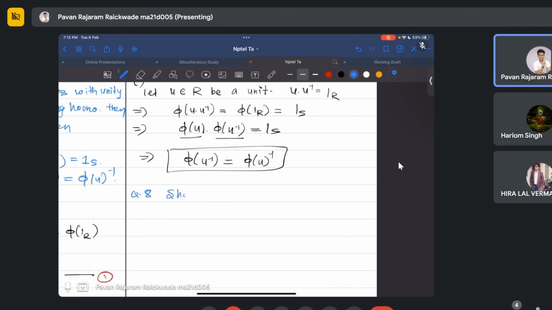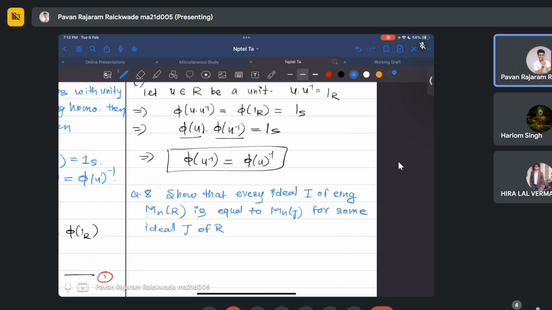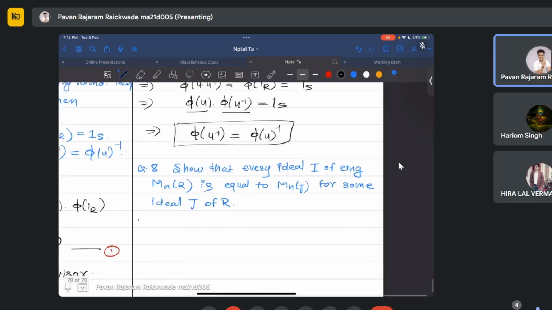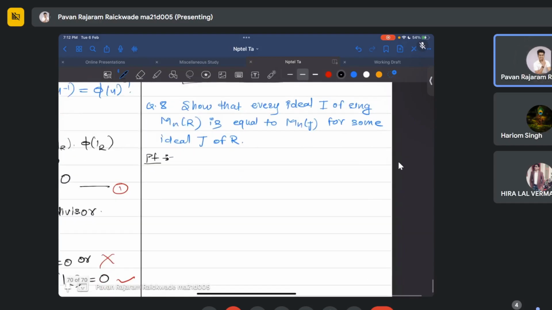Show that every ideal, let's say I, of the ring Mn over R, where R is any ring with unity, is equal to Mn over J for some ideal J of R. Have you seen this question already? It is a very famous and very useful proposition. So how do you prove this?